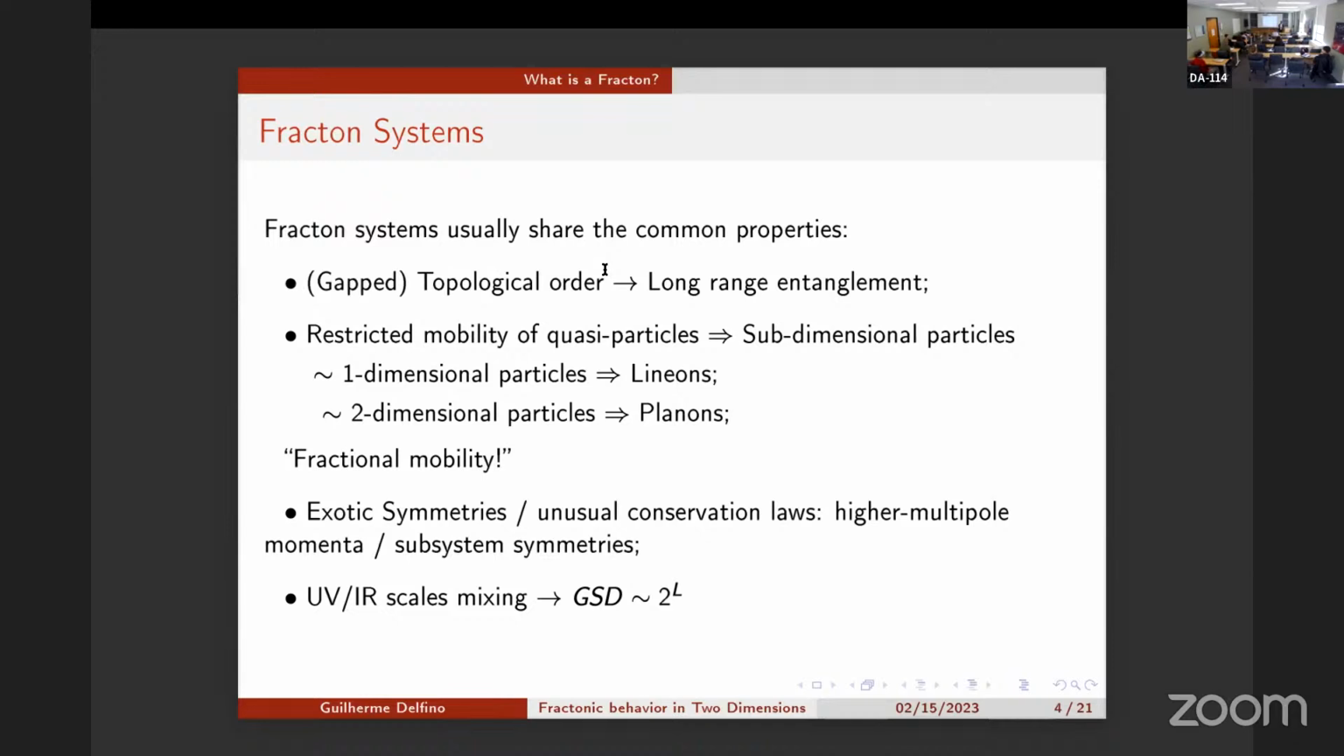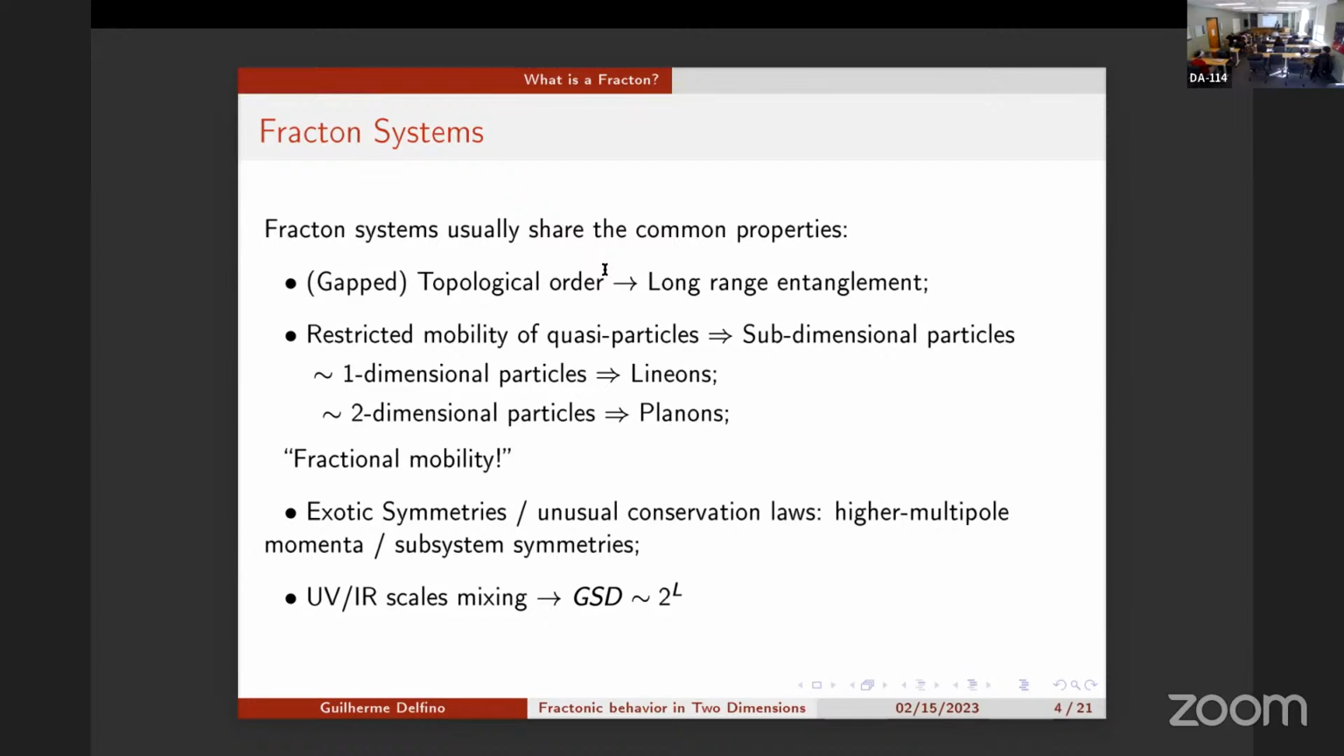Another exotic symmetry that was not studied a lot before, I would say, is this: instead of just requiring charge conservation in our system, you also require higher multipole moment conservation, like dipole or quadrupole. And we have a very nice picture that lets us understand how this is related to fractons. And a final characteristic that we always see in these fracton systems is this UV-IR mixing of scales. This is a huge thing. This has huge implications.